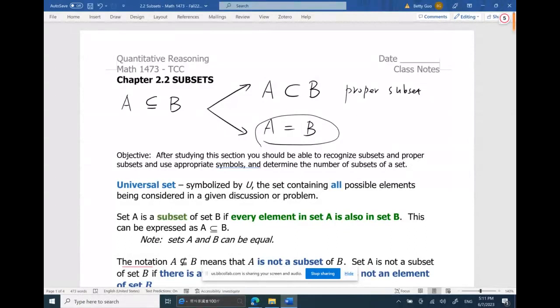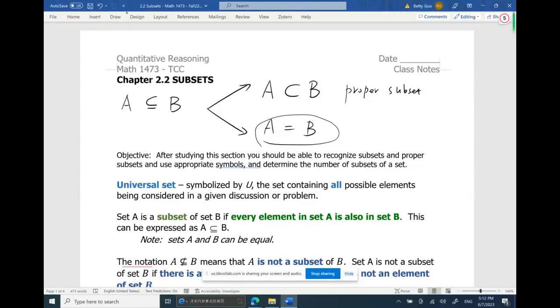And another case, when A is a proper subset of B, that means A is a subset of B, but A is not equal to B. Does that make sense? A is a proper subset of B means A is a subset of B, but A and B are not equal to each other.